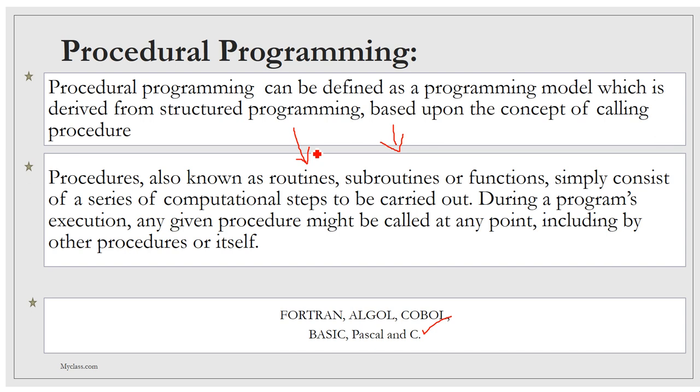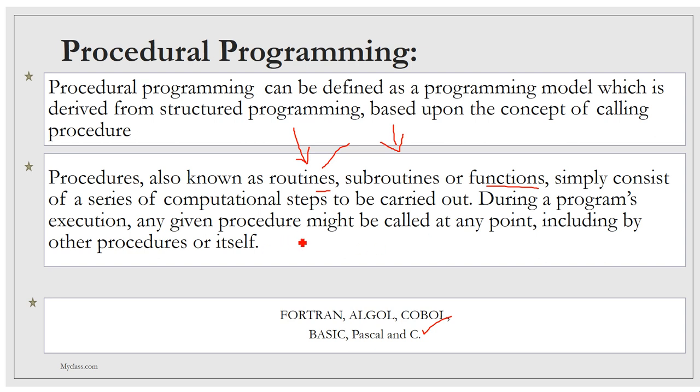So it is mainly based upon the concept of calling procedures. Procedure means we can also say routines, subroutines, functions, etc. It simply consists of a series of computational steps to be carried out. If we want to add two numbers, we can put the statements together into a group and name it as a function. So we can call it again and again, wherever it is needed. Like that, the calling procedure concept is the main concept of procedural programming, and it is also a top-down model.